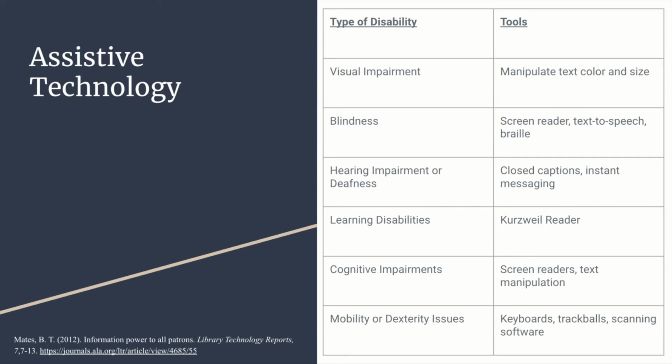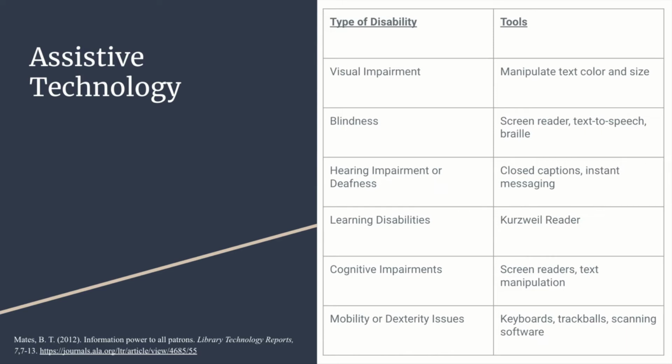Cognitive impairments. People with cognitive impairments may take longer to process information or may become overwhelmed with too much information. Tools that might help them include screen readers and the ability to modify the text, color, and contrast of the screen. Generally, people with cognitive impairment simply take longer to learn how to do something and may require extra assistance from staff.